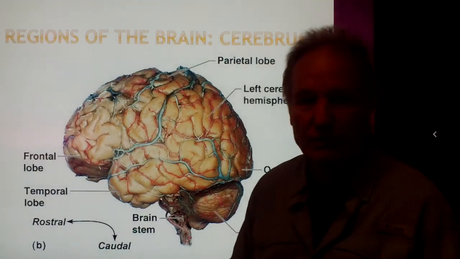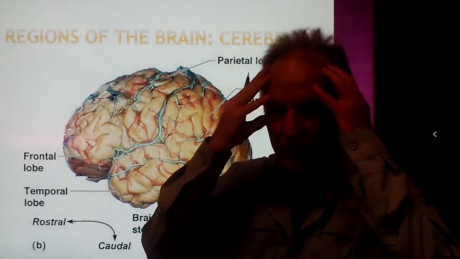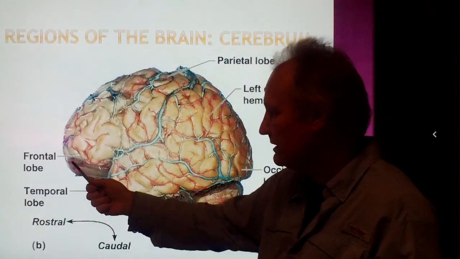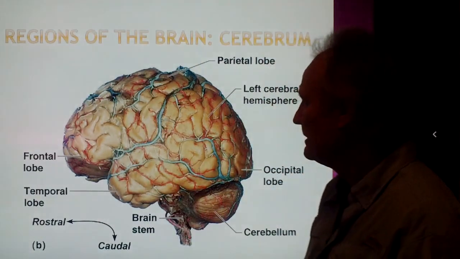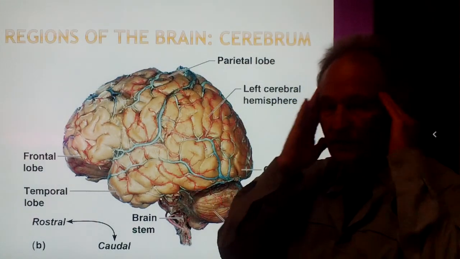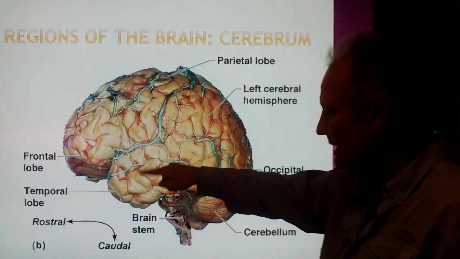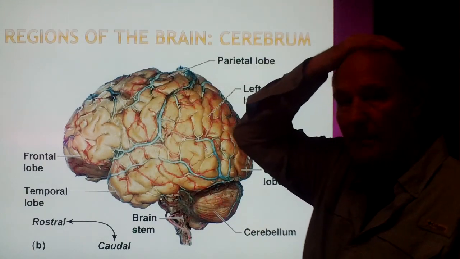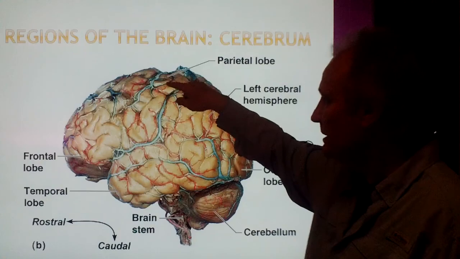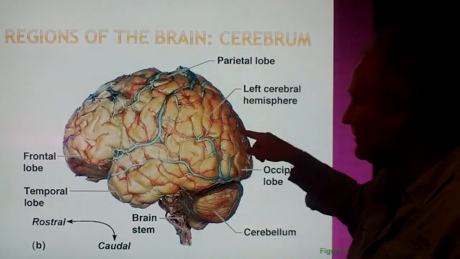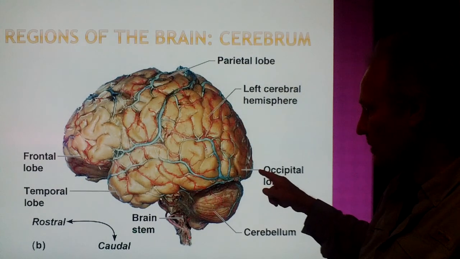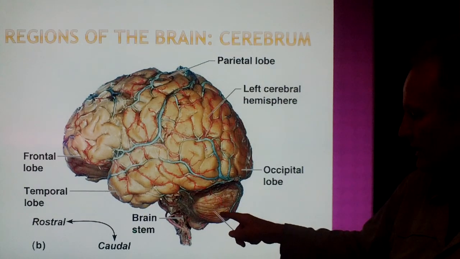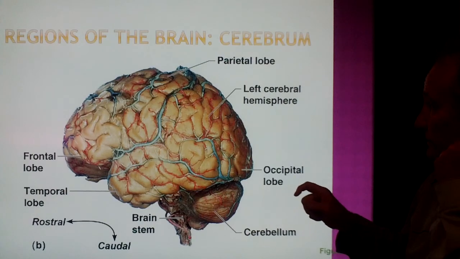Okay, so what are the major regions of the brain? Well, if you remember back when we studied the skull, the front of the skull was the frontal bone. Well, it's the frontal lobe right below that. On the side of your brain, you have the temporal bone, and the temporal lobe underneath that. On the top was the parietal bone, with the parietal lobe underneath it. And in the very back, you have the occipital lobe. And then in the very back of your brain is the cerebellum.